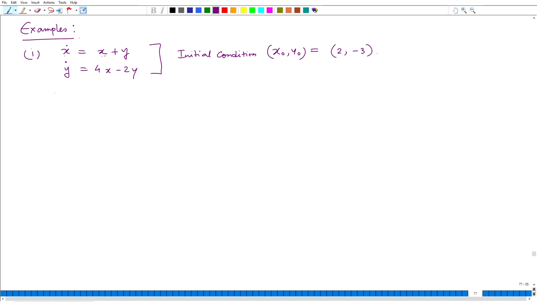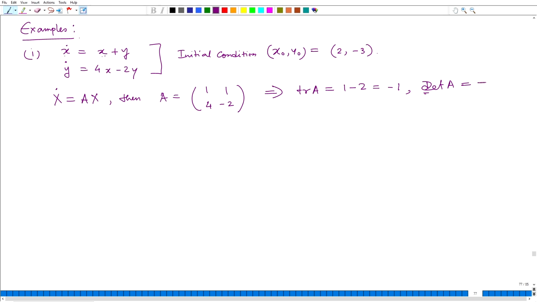So, if I write x dot equal to A x, then A will be equal to [1 1; 4 -2]. For this system, trace of A is equal to 1 minus 2, that is minus 1, and determinant of A, I sometimes write with a capital D, sometimes small d, so please bear with that. The determinant is equal to minus 2 minus 4, which will be minus 6.